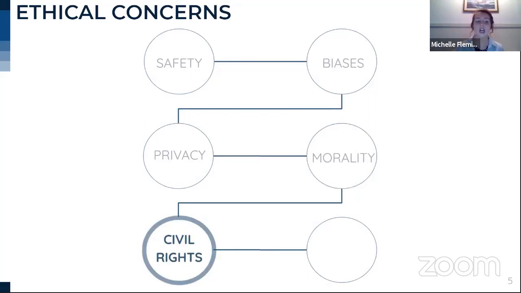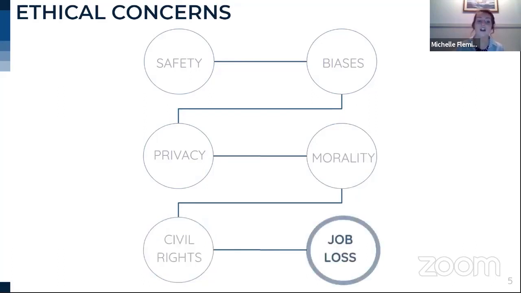And finally, the concern of job loss is a big topic of discussion. Stories of factory workers being replaced by robots create ethical dilemmas for AI. And as AI continues to evolve, the ethical concerns surrounding these areas will change as well.